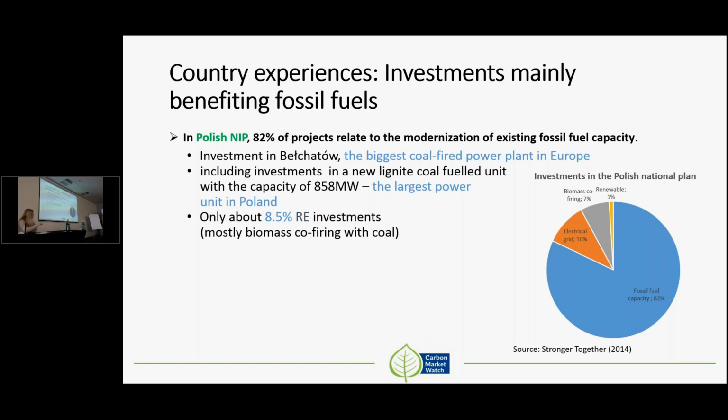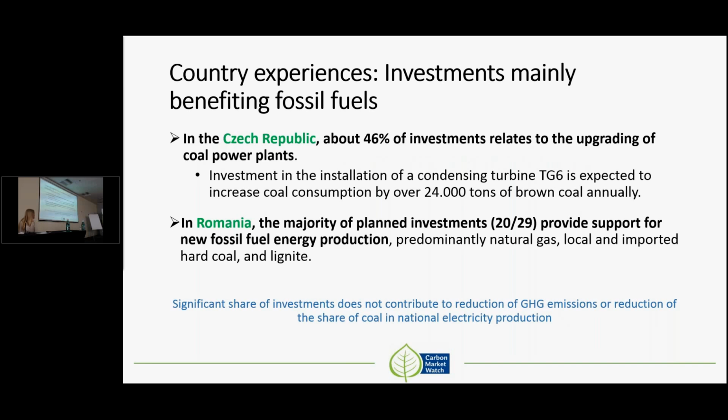And then we see similar examples in Czech Republic and Romania. In Czech Republic, almost half of investments relate to upgrading coal power plants and also contributing to investments which are to increase coal consumption in the future. And then Romania, where I'm now referring to the initial investment plan, which was supposed to support new fossil fuel production, including imported hard coal and lignite.